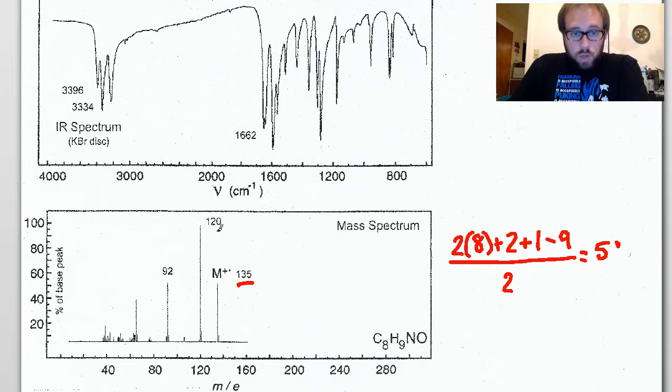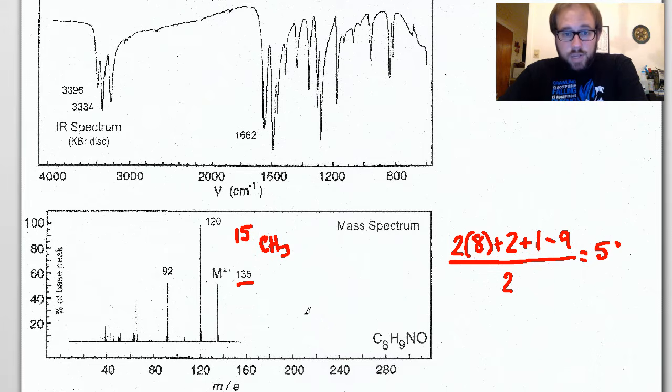So 120, what we want to do here is look at the difference between 135 and 120, and the difference between that is 15. So 15 is very common for a methyl group as far as fragmentation patterns go. So that would be suggestive of a CH3 group that is being lost during that process or that cleavage that's going on there. All right?